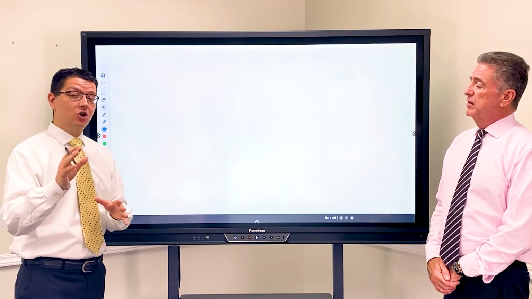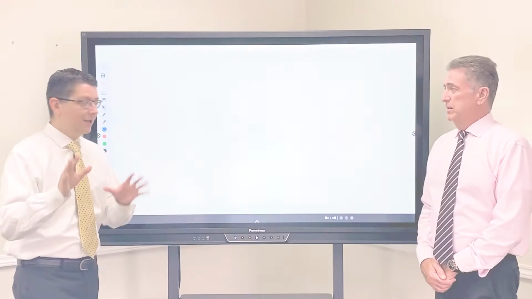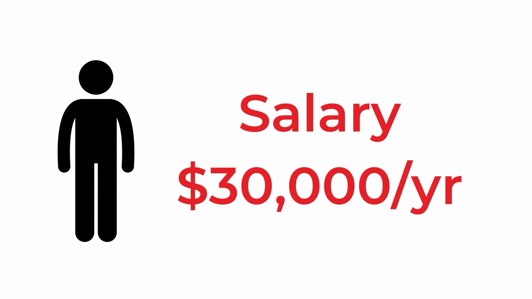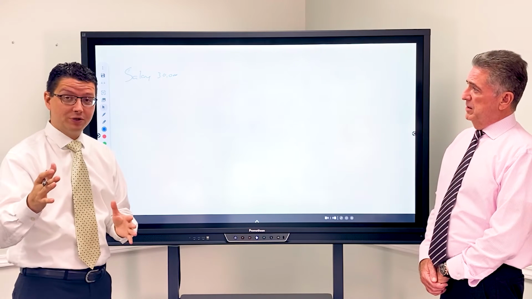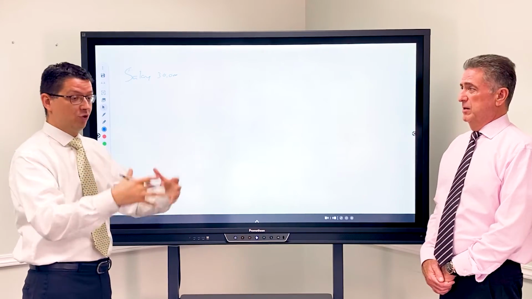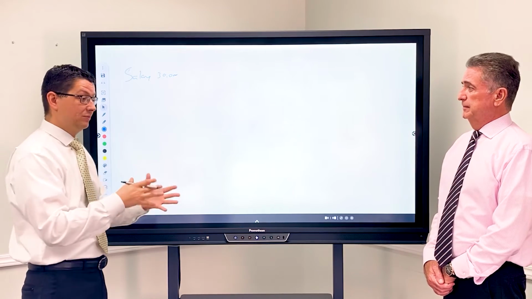Okay, so now let's look at the cost involved with actually making an effective reactivation program in your office run. If you do this correctly and you do hire that one person, you're going to end up paying them, let's call it $30,000 a year for that one person to sit there and make phone calls all day, every day. Now, to hire and train that person, you have your staff member investing their time and their energy, et cetera, et cetera. And so you're actually paying them to do that.